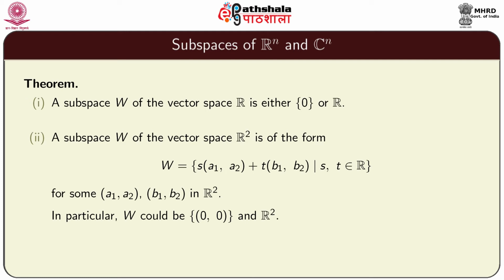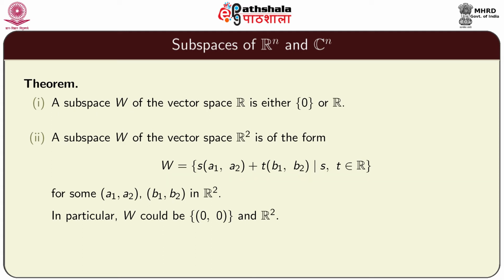The second part of the statement says that a subspace W of the vector space R2 is of the form W is equal to s(a1, a2) plus t(b1, b2), where (a1, a2) and (b1, b2) are fixed elements in R2 and s and t vary over the set of real numbers.